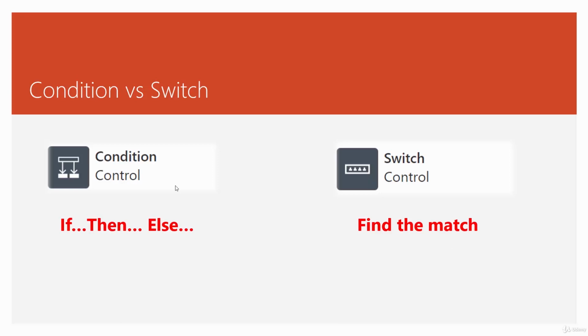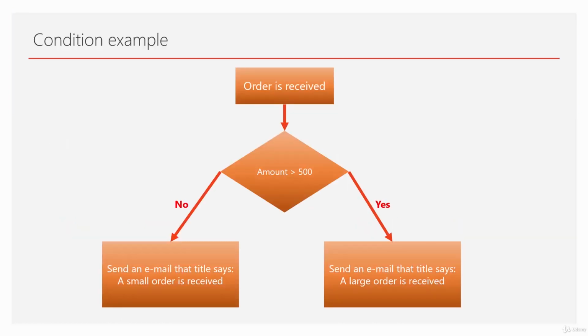To start, I have a small example of a condition. Let's say we have a flow that when the order is received, it checks the amount. If the amount is greater than 500, it sends an email saying a large order is received. And if it is below 500 or equal to 500, it sends an email that says a small order is received. Now, let's take it to Power Automate and see how it can work.